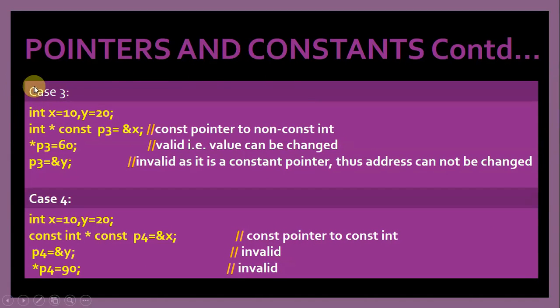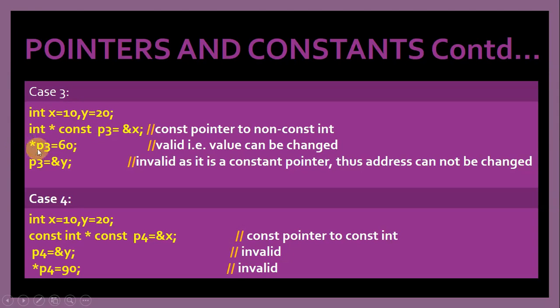Let us consider case 3. In this you have two integer variables, x is 10 and y is 20. So I am declaring a constant pointer now. I am saying int *const p3 = &x. It means I am storing the address of x in p3. Now as this is a constant pointer, not a pointer to constant, the value can be changed but the address stored in p3 cannot be changed.